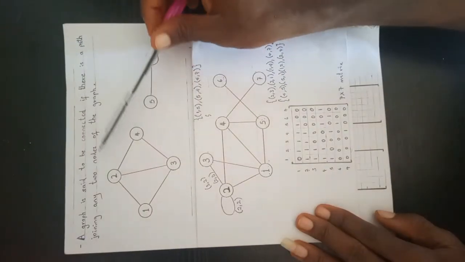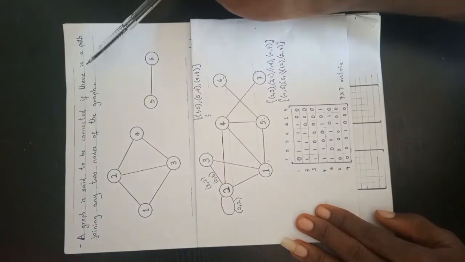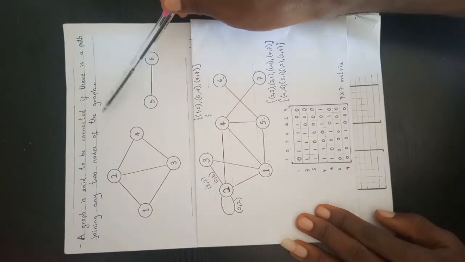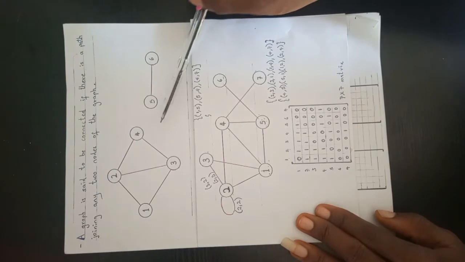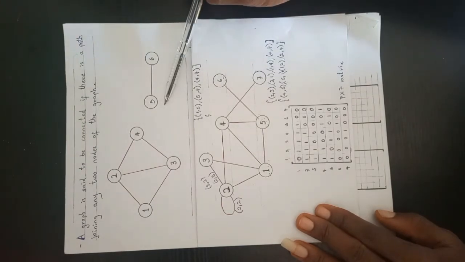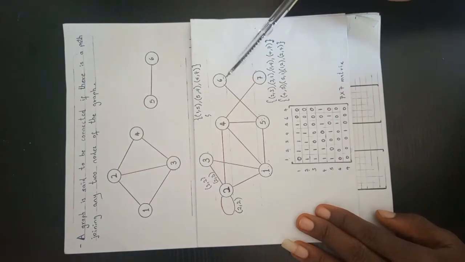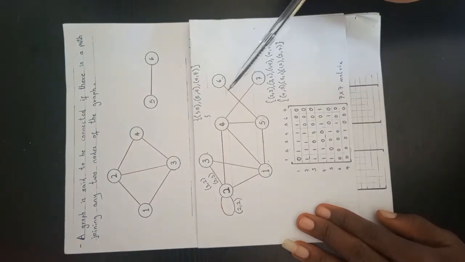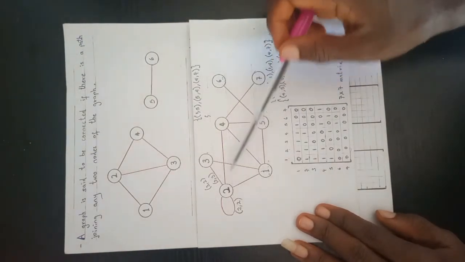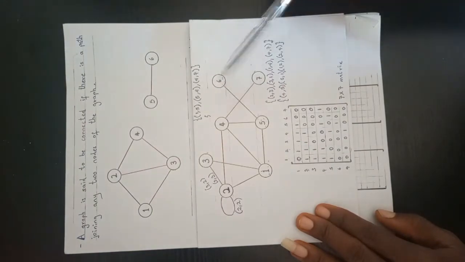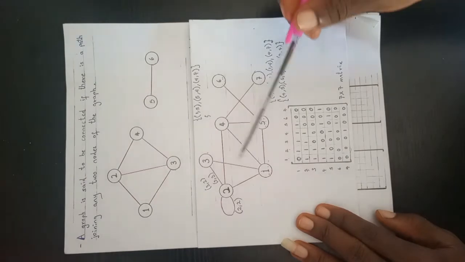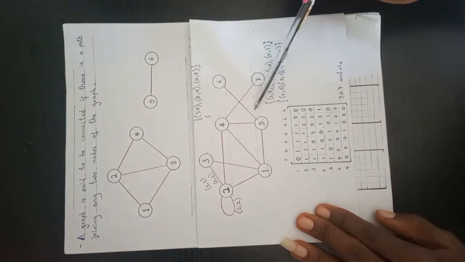Now, a graph is said to be connected if there is a path joining any two nodes of the graph. Considering these two graphs, we find out that for this graph, any two nodes that we pick, we can find a path that will lead us from the first node that we pick down to any other node that we pick. And so that is the reason why we say that this graph is connected.